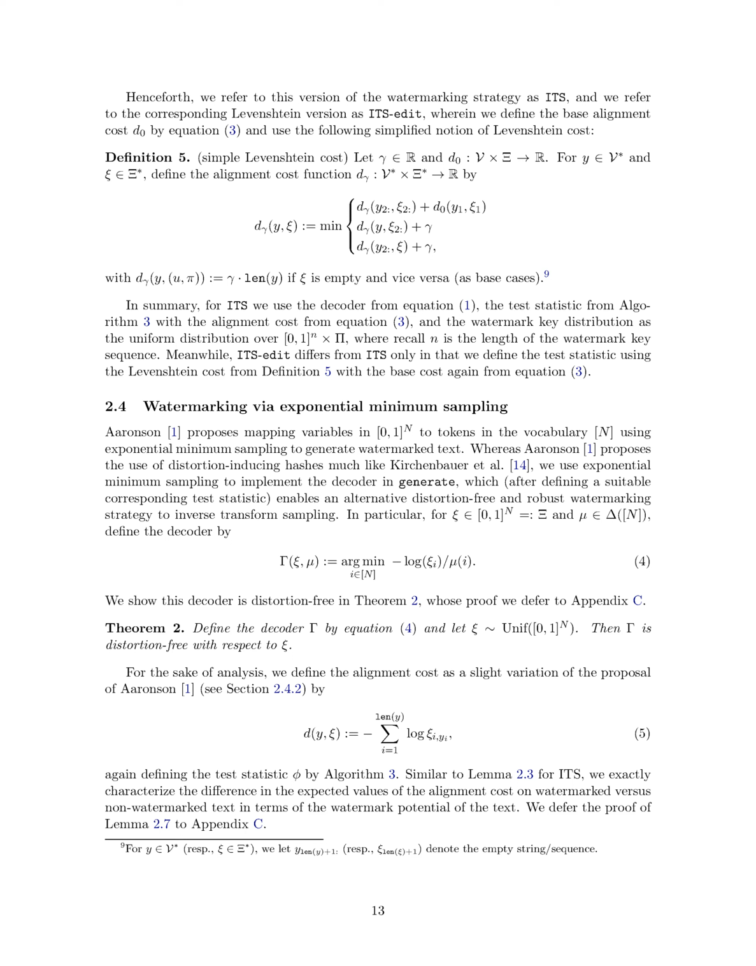Section summary. The paper introduces a watermarking technique using exponential minimum sampling to map variables to tokens, enabling distortion-free and robust watermarking. The decoder is shown to be distortion-free, and the expected values of the alignment cost on watermarked versus non-watermarked text are characterized in terms of the watermark potential. The p-value output by the detection algorithm is upper bounded using a concentration argument.